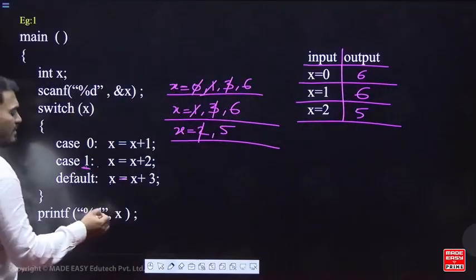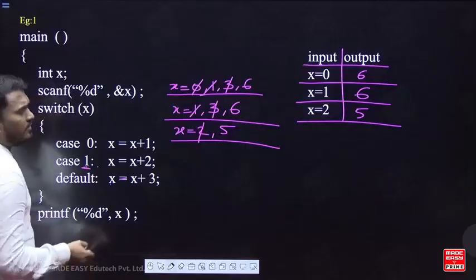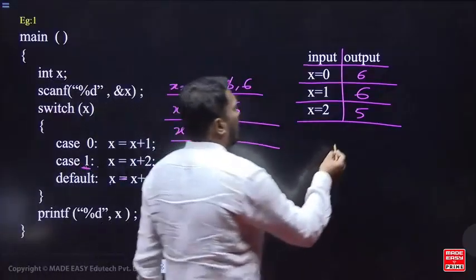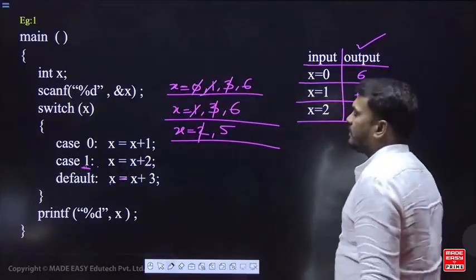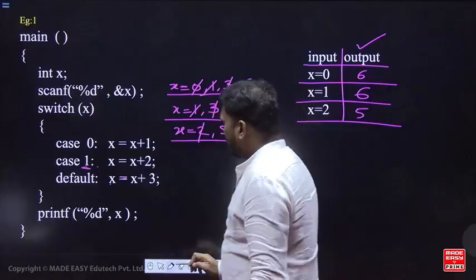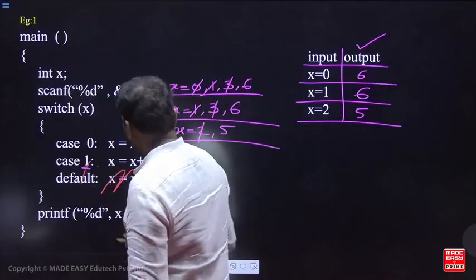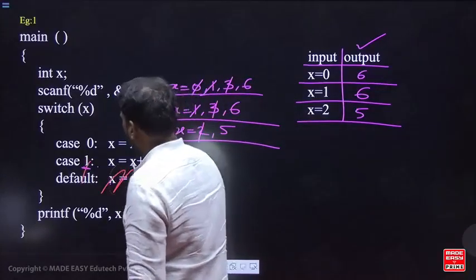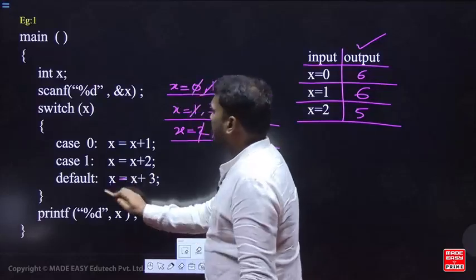Right? So print %ld, x. The x value will be 5. So this is the output you are going to get. Is that clear? Is this clear for everyone?